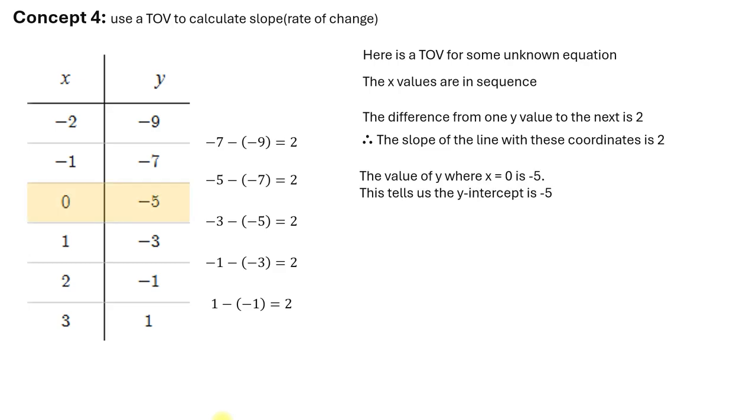Now we can also get a little bit more information. We can look at where the x value is 0 and read what the y value is. So where the x value is 0, the y value will tell us what the y-intercept is. So where x is 0, y is negative 5. So our b value, or y-intercept, is negative 5. And with that, we could write an equation for this table of values.